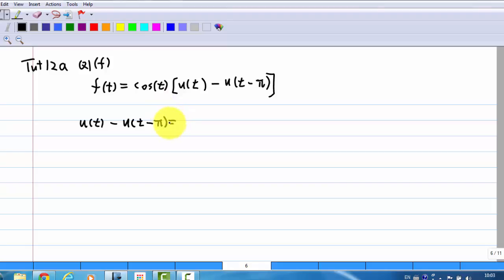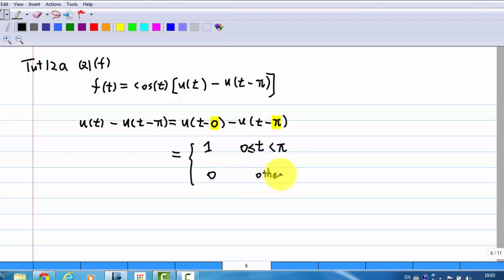Recall that this is just like a filter, which is u of t minus 0 minus u of t minus pi. Since u of t is equal to u of t minus 0, this is a filter between 0 and pi. It means that this is equal to 1 if t is greater than or equal to 0 and less than pi, and 0 otherwise. Right? So this is u of t minus u of t minus pi.